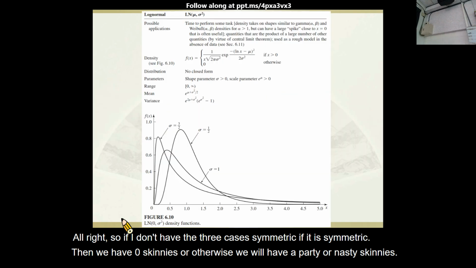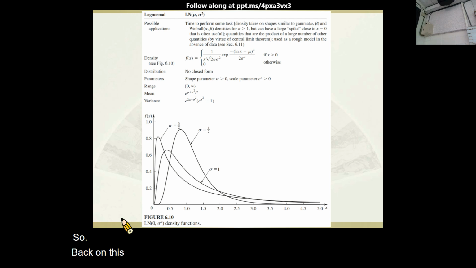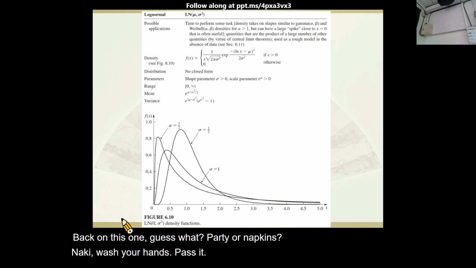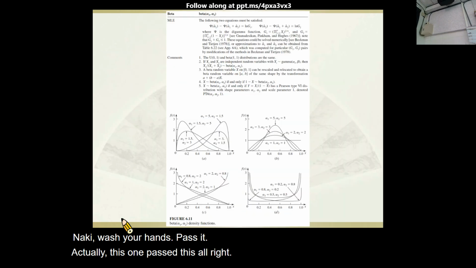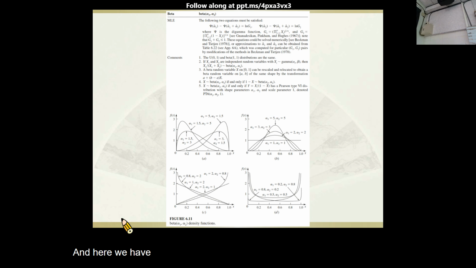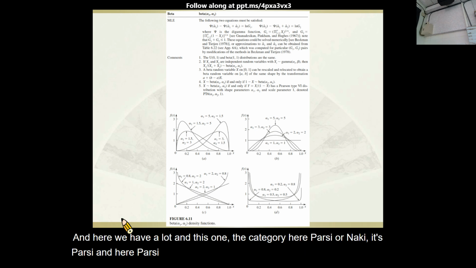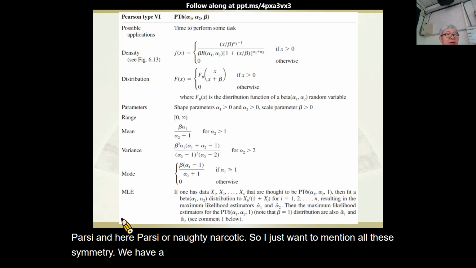So, based on this one, guess what? Positive or negative skewness? Negative, raise your hands. Positive. Actually, this one is positive skewness. And here we have a lot. And this one, the category here, positive or negative? It's positive. And here, positive or negative? Negative. So I just want to mention all these. Symmetry, we have a 0. And as for positive and negative, you can check them.